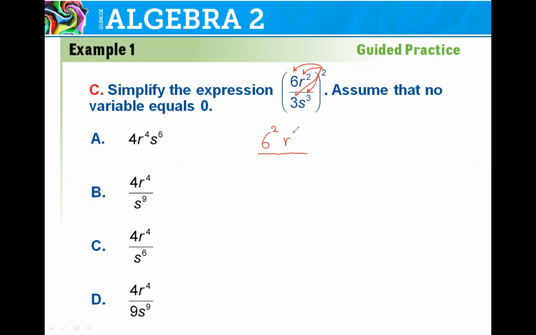No, 2 times 2. If you have a power of a power, you will multiply the two powers. 2 times 2 is 4. Yes, so r power 4. Okay, what about 3? 3 power 2, and then s power 6. After that, this is a simplified form.